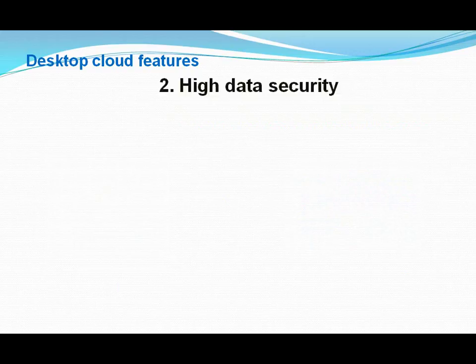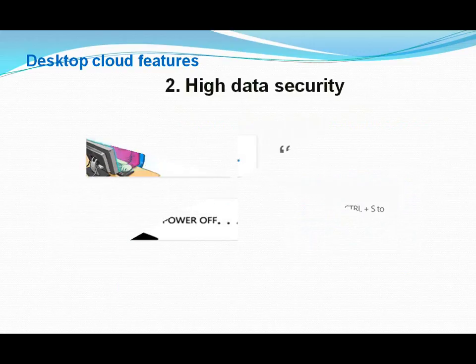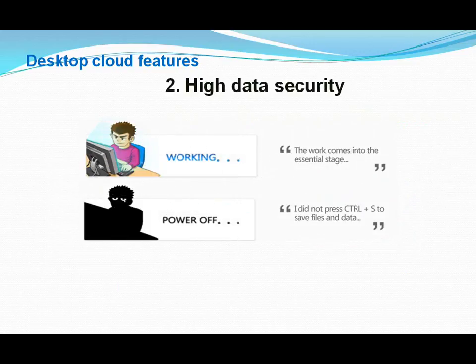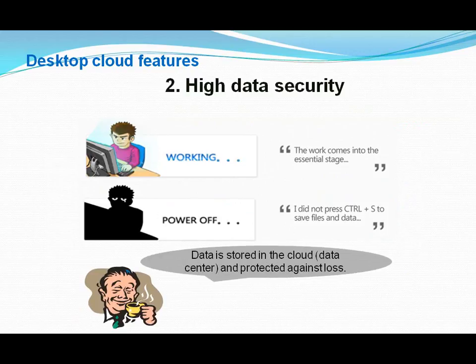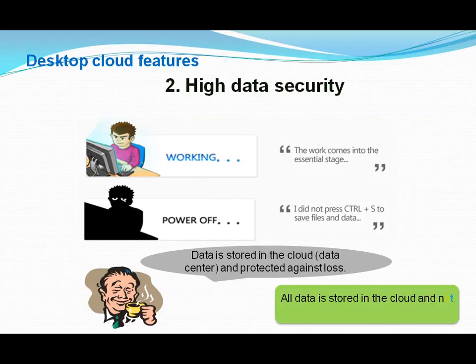All data of the desktop cloud is stored in data centers. When a power failure occurs in the office, the data stored in the data centers is protected by the backup power and not affected by the power failure. The desktop cloud eliminates data loss caused by power failures.